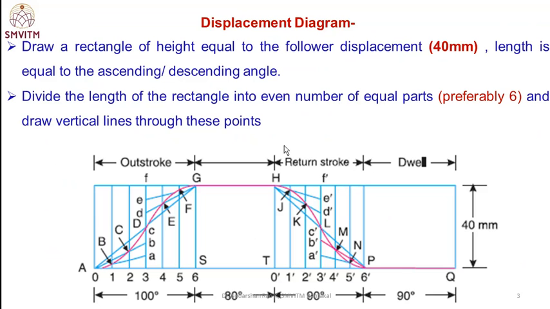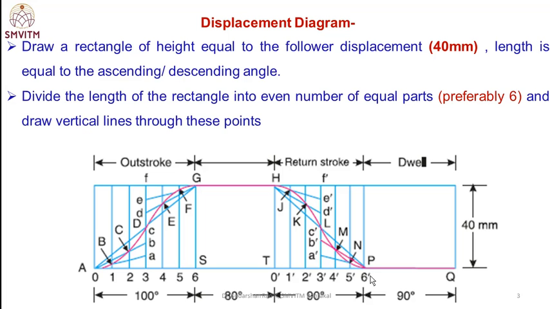To construct the cam profile, first draw the displacement diagram. To draw the displacement diagram, draw a rectangle of height equal to 40 mm, that is the follower displacement height. The length is equal to the ascending, the dwell, the descending and the dwell. Then divide the ascending into 6 parts and the descending into 6 parts, that is 6 divisions and 6 divisions, totally 12 divisions. Here they are marked 0 to 6, then 0 dash to 6 dash.